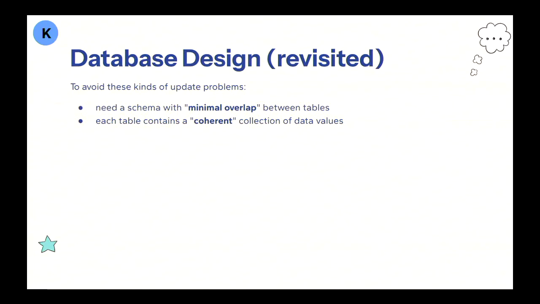To avoid these kinds of update problems, we need a schema with minimal overlap between tables. So we need to know the relation of attributes across different tables, and each table should contain a coherent collection of data values. This type of schema will have little or no redundancy.